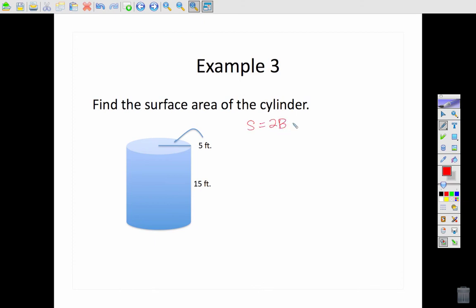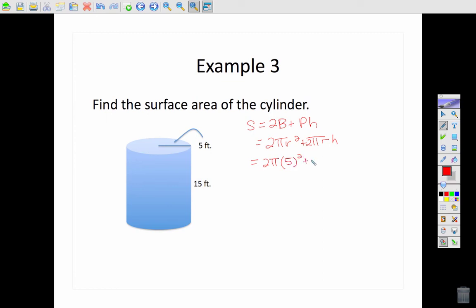Right, so for example, we have 2 times the base plus the perimeter times the height, which is 2 pi r squared, plus pi times 2 pi radius, times the height.